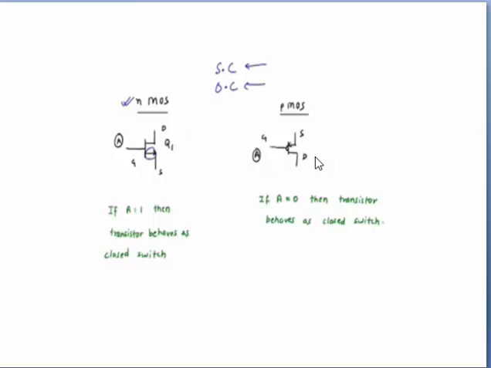Now what about PMOS? We have the same thing, but the bubble is present. This clearly means we are talking about the PMOS. PMOS is the opposite of NMOS, so here the logic is opposite. If input A is 0, then the transistor behaves as a closed switch. But if input A is 1, then it is an open switch. This is the difference between NMOS and PMOS.